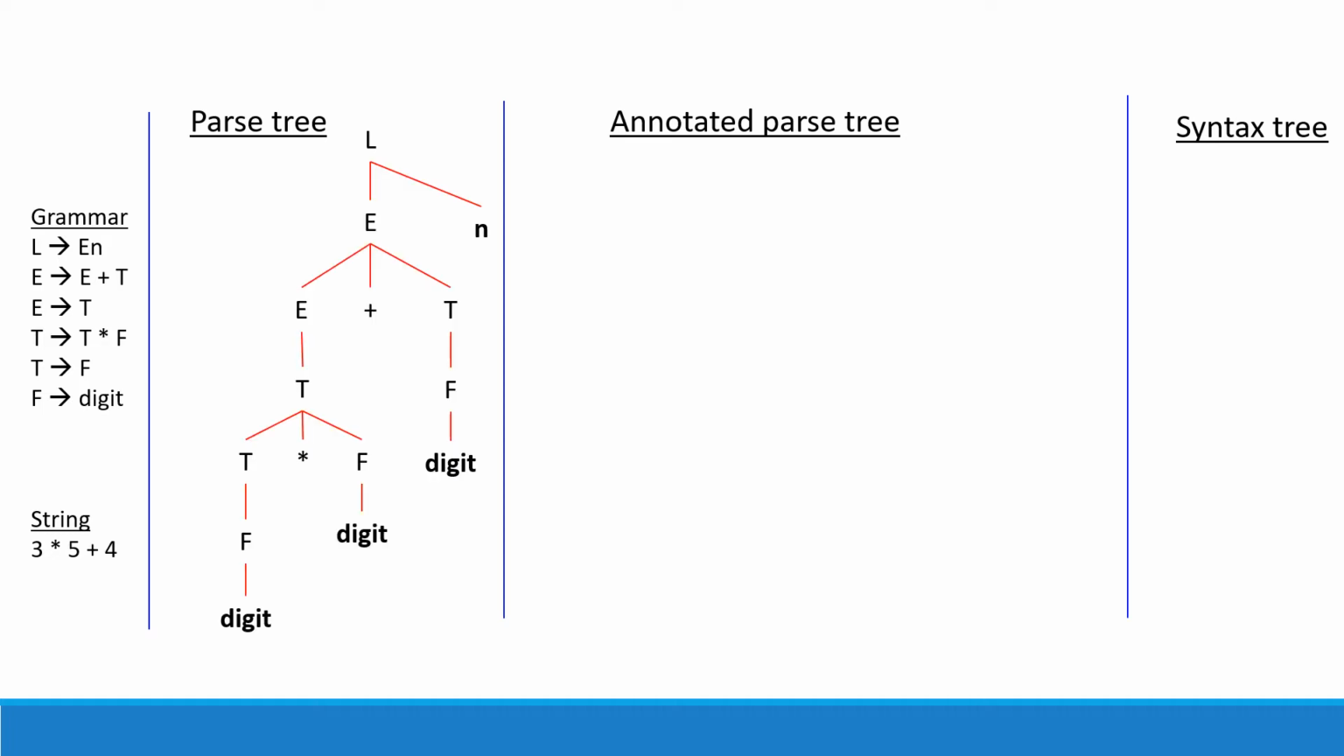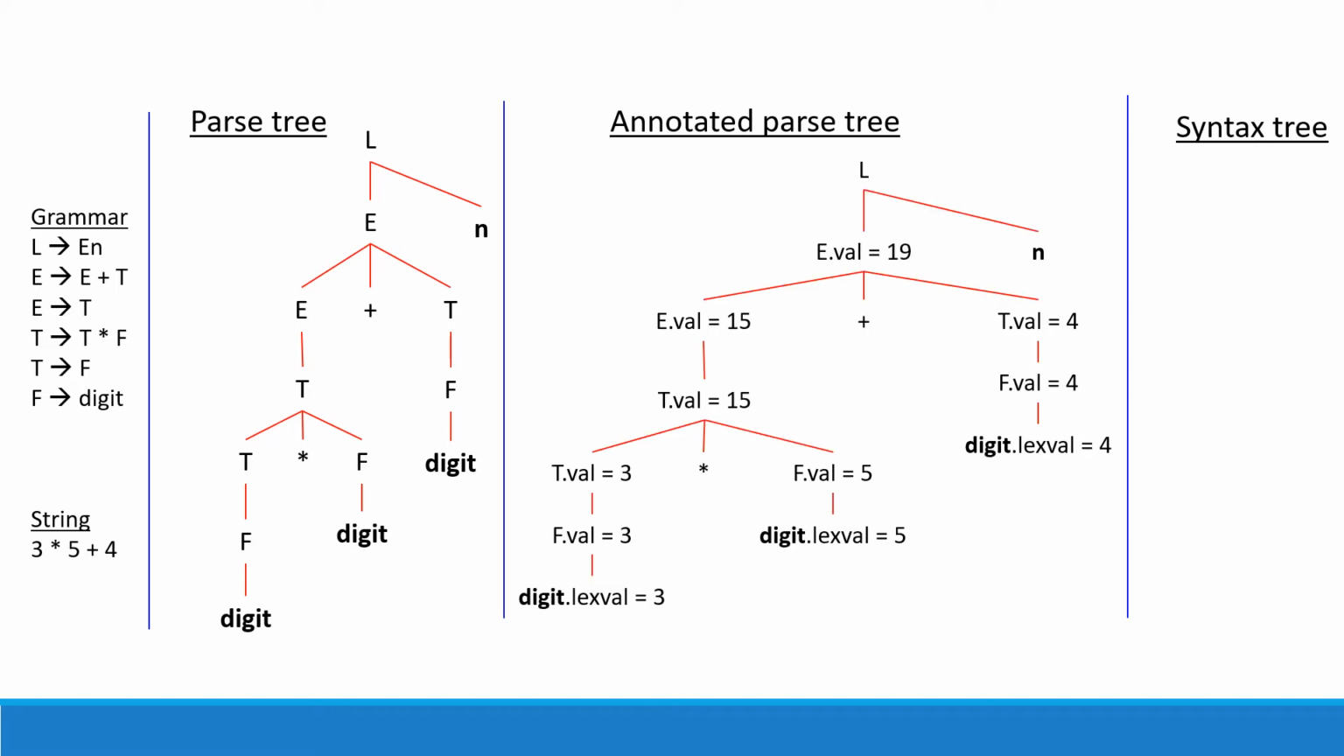For that, the parse tree can be constructed like this, where each node can be either a non-terminal or a terminal. Here, terminals are indicated using the bold sign. If I construct the annotated parse tree for the same string, then all terminals and non-terminals also have attributes and the values of those attributes. But if I construct a syntax tree for this, the syntax tree will be like this.